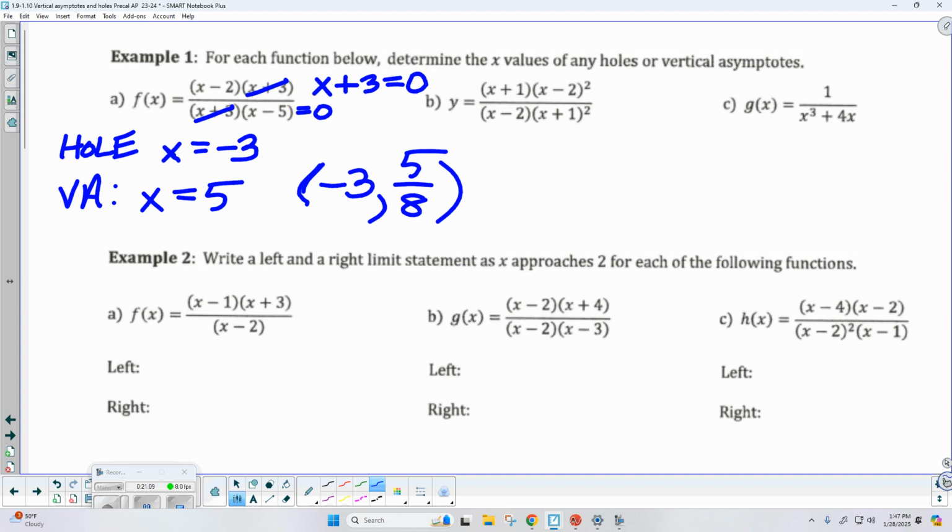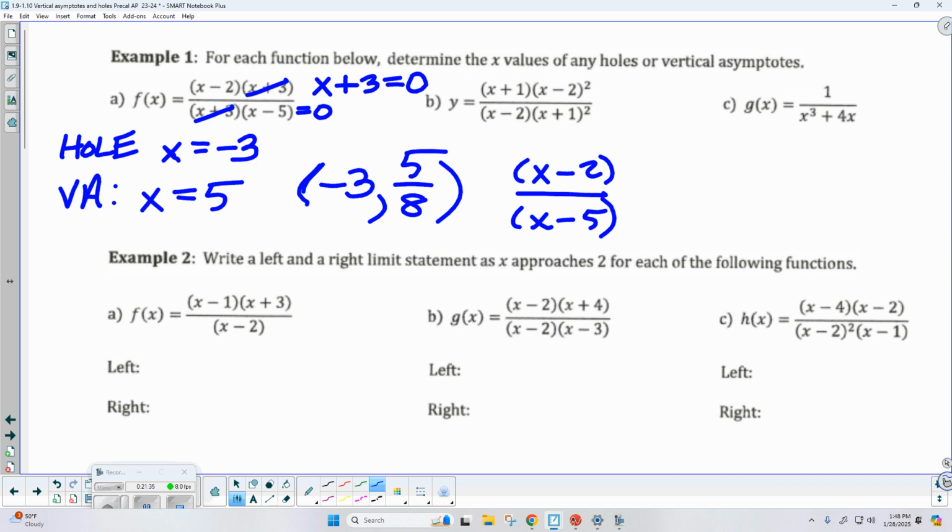Okay, Vera? What's up? Okay, so I think I know where she's going with this. If these two cancel, would everybody agree that what we have left is x minus 2 divided by x minus 5? That's all that's left after it cancels.